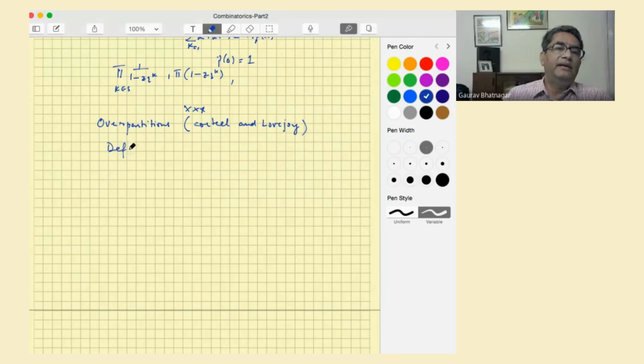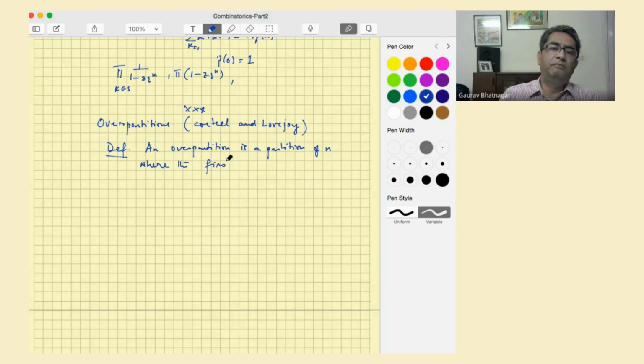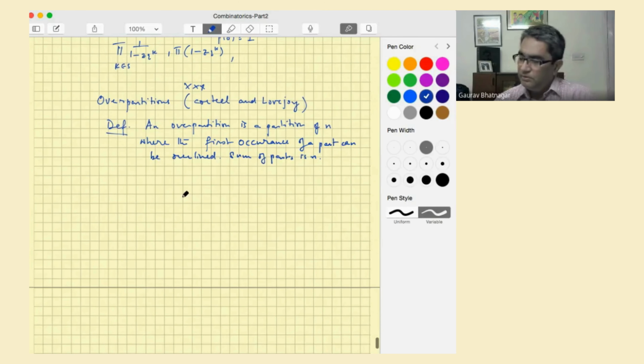Different kinds of partitions arise in different kinds of contexts. An overpartition is a partition of n where the first occurrence of a part can be overlined, or distinguished in some way. So the sum of parts is still n, regardless. Let me do an example.